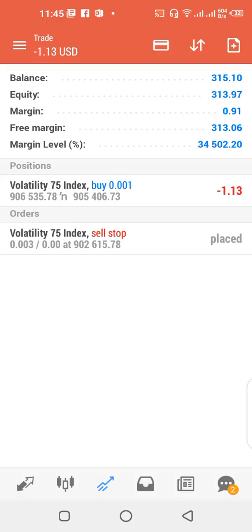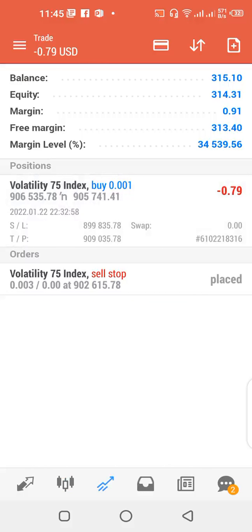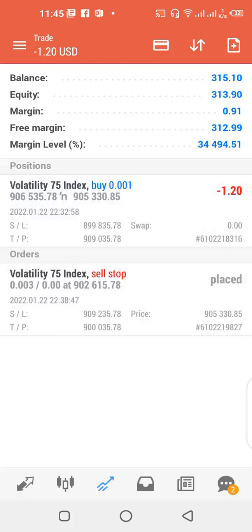So for every $300 I can start with 0.001 lot size. But if I have $600, I could start with 0.002 lot size. If I have $900, I can start with 0.003 lot size. So if I'm starting with 0.001, the first edge will be 0.003, the second edge will be 0.008, and the third and final edge will be 0.024.